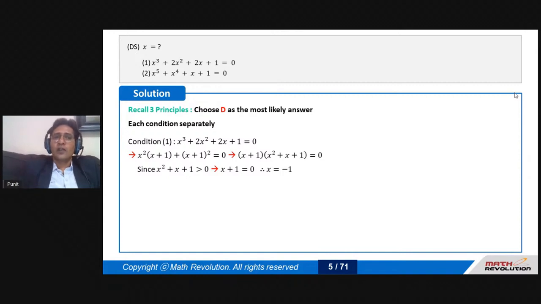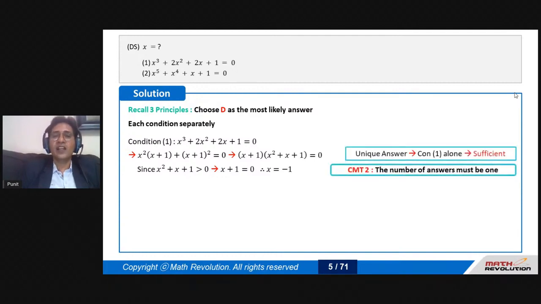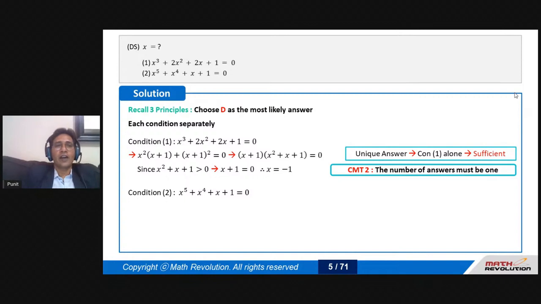And when we solve a lot of equations, you can also try putting in some values for x. You cannot put x equals 0, because at the end the equation would be 1. So if you put x equals 0 in this, we're still getting 1. So x should be minus 1 so that the equation gives you 0. So solving condition number 1 gets you x equals minus 1. That is pretty sufficient because you're just getting one answer for it. So the number of answers should also be 1 if they're asking for a unique value.